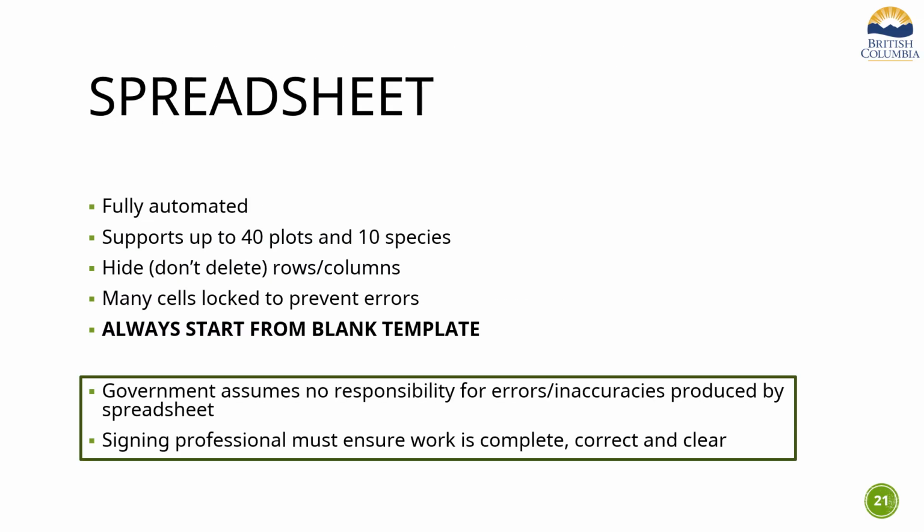Okay, it's now time to talk about data collection and how you'll record that data. It's hopefully getting simpler because I've now made an automated spreadsheet. It'll be linked in the implementation guide and posted on the BC Silviculture Survey Reference Documents website. Now, the big warning statement: the government does not assume responsibility for any errors or inaccuracies produced by the spreadsheet. The signing professional has to ensure the work is complete, correct, and clear.